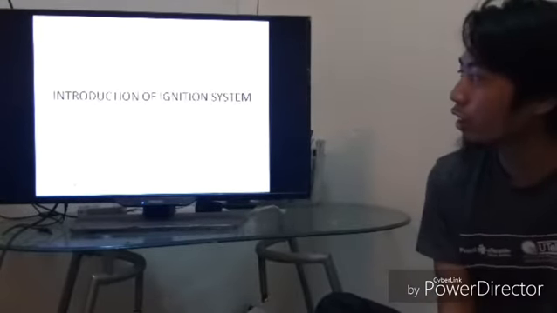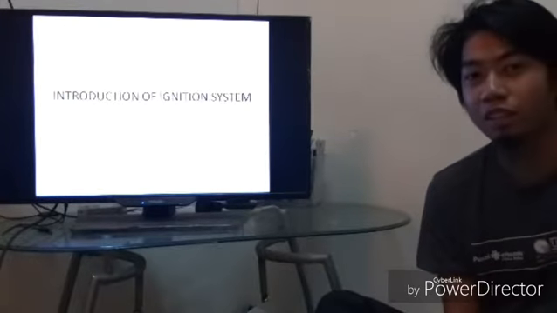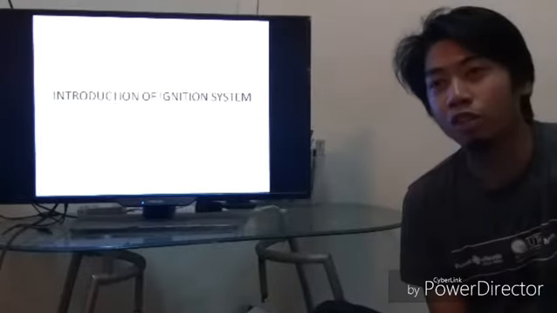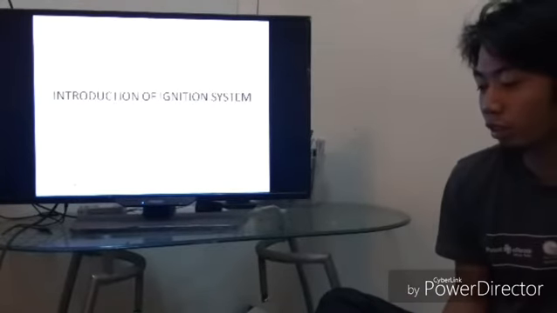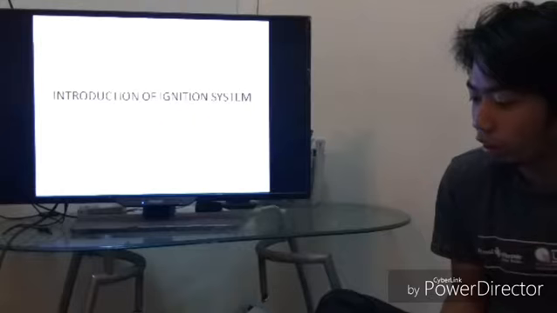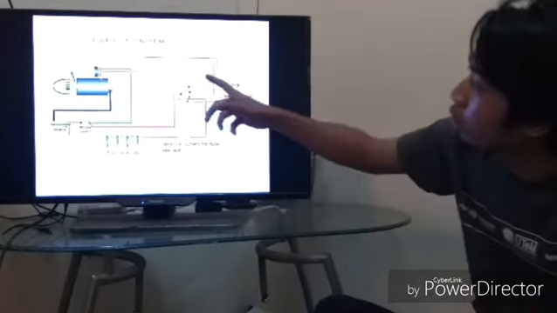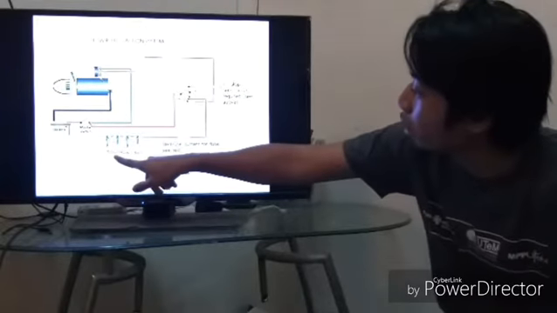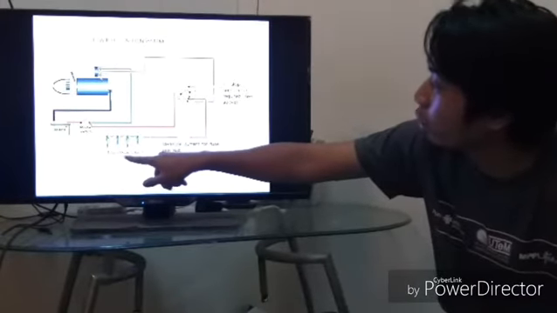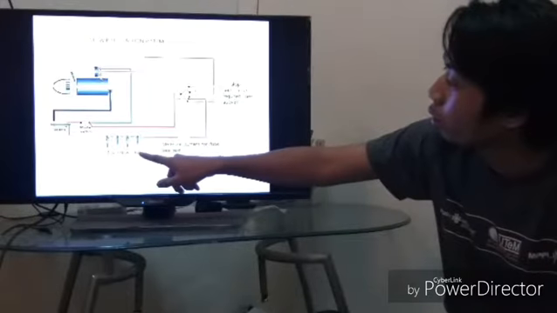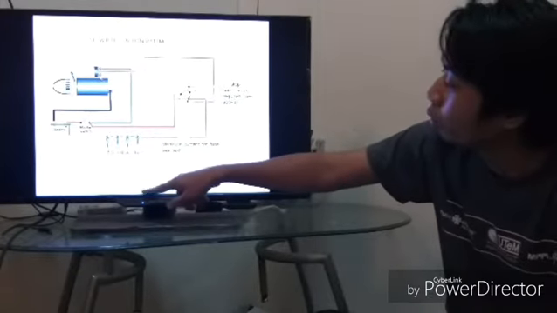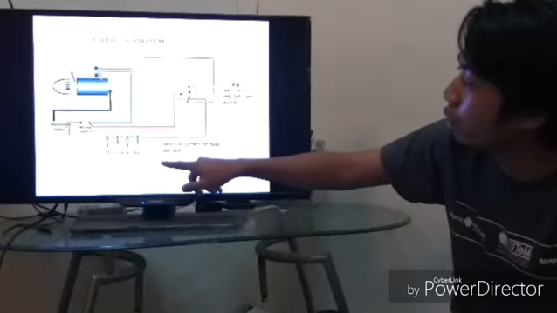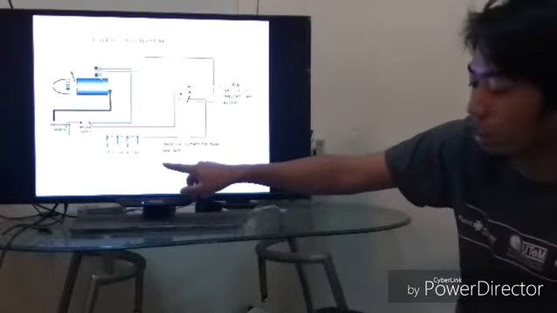Before the electronic ignition system, there are three types of ignition system that were used. You can see on this picture. This is the glow plug ignition system circuit. As we can see, there are glow plugs used. This is the most commonly used in all vehicles, but it has disadvantages and limitations.